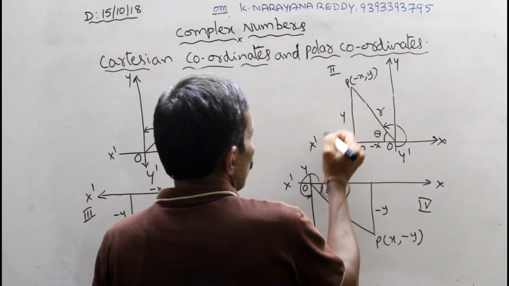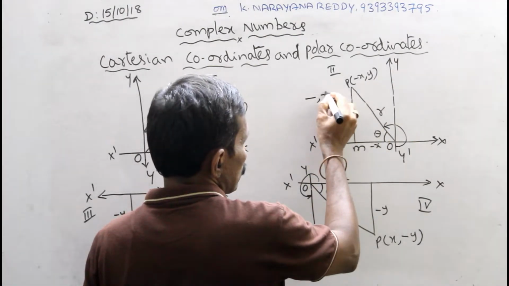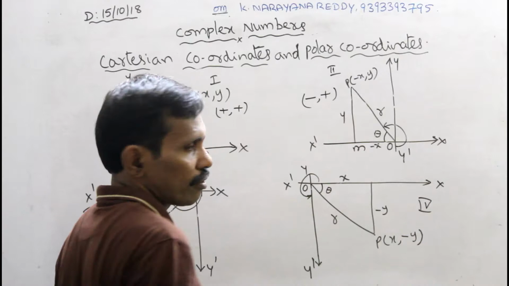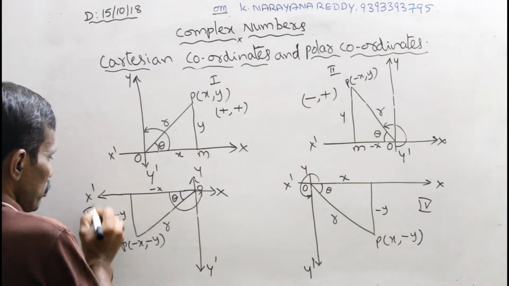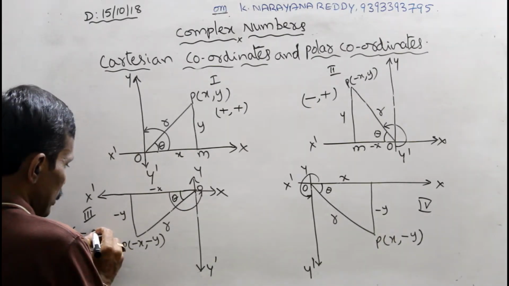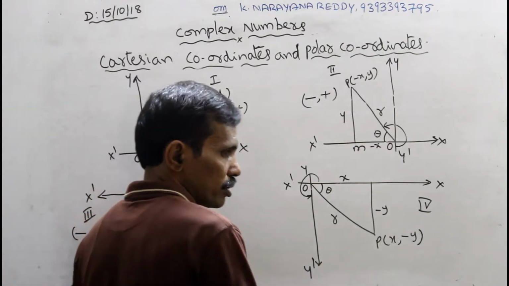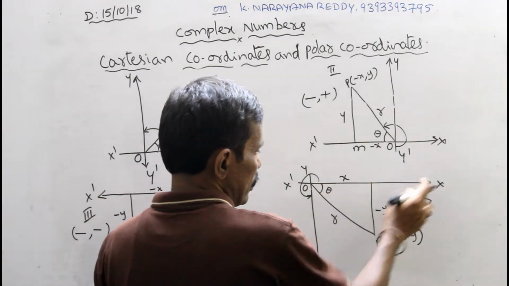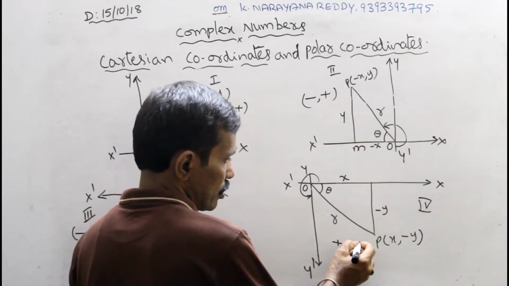Here, what is the x sign? Minus. The y sign? Plus. That is the second quadrant. Next comes the third. The x quadrant symbol is minus, and the y quadrant symbol is also minus. That is the third quadrant. Next comes the fourth. What is the x sign? Plus. The y sign? Minus.